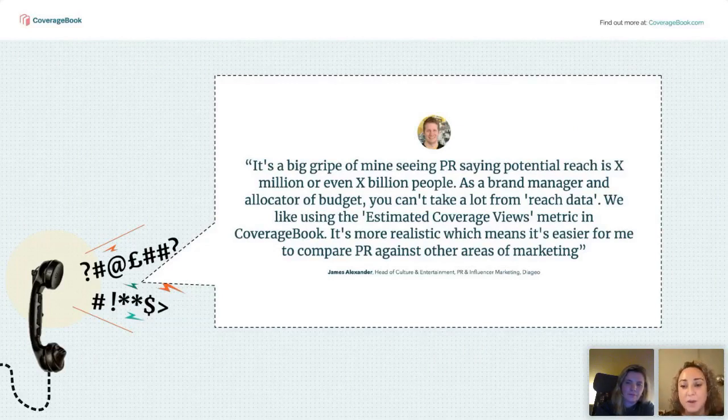So this might not be relevant for all, but this was relevant for James Alexander, of how he would get to a value from some of his earned coverage, which included social. James Alexander's full title is Head of Culture and Entertainment, PR and Influence Marketing for Diageo, which is a huge drinks brand. So James is a budget holder for Diageo, and if you're not aware of Diageo, it's absolutely huge.